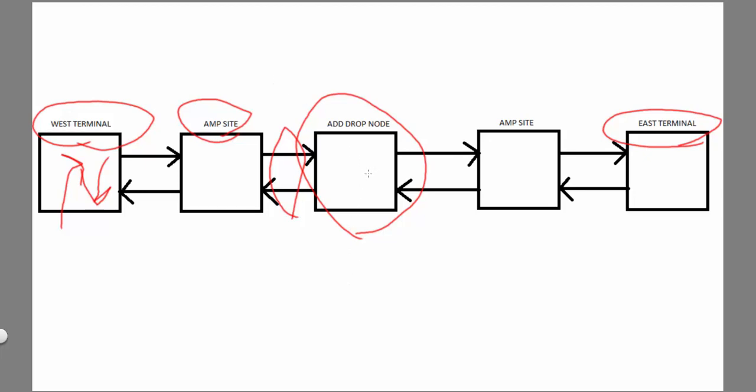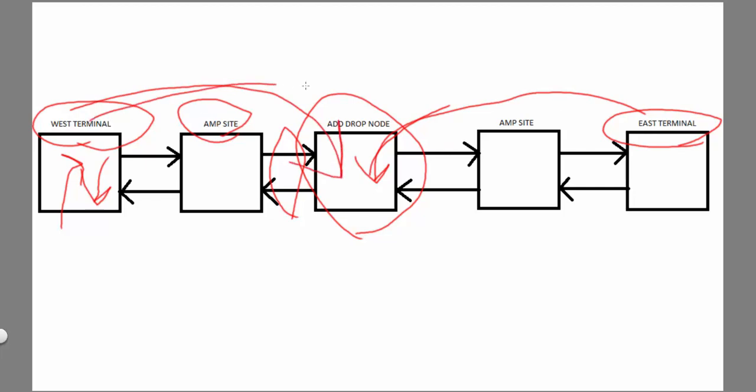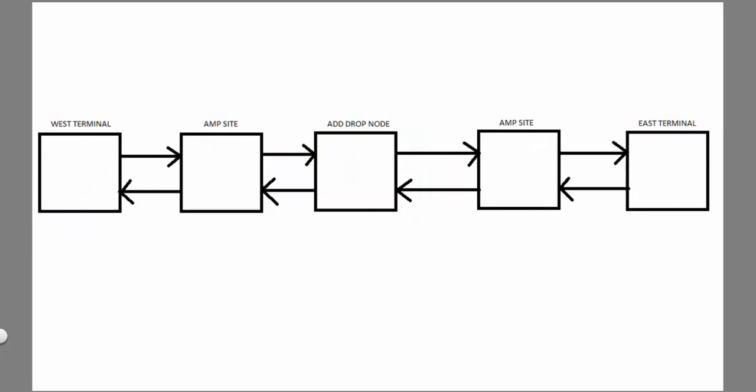So in reference to the add drop node, you can add traffic on the down coming from the east terminal, or you can drop traffic on the west terminal, or you can have traffic from the west terminal pass straight through all the way to the east. So the add drop has the capability of dropping traffic, but it doesn't have to. It can pass through. And the other AMP site here is just to regen the signal.